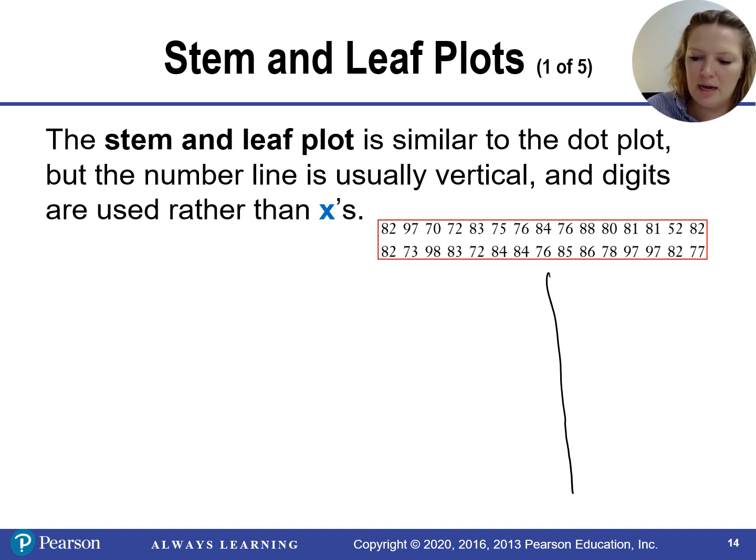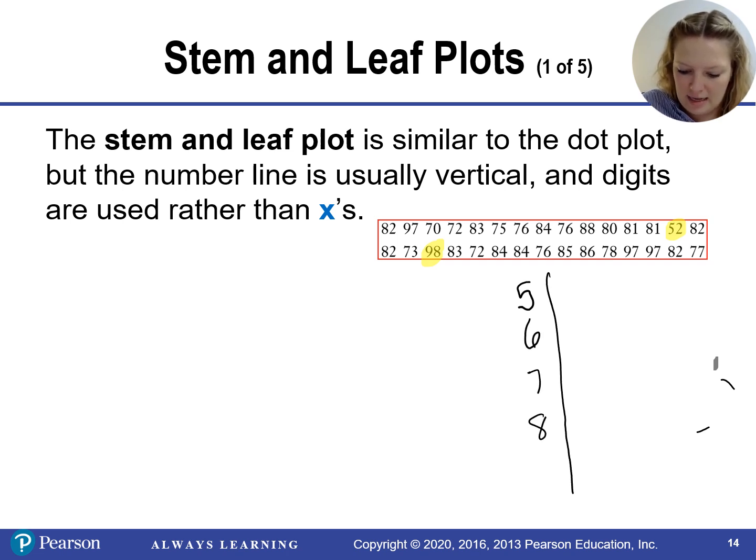And we are going to decide on the stems that we want to use. So first I want to identify the high and low values of my data. So the lowest value is 52, and it looks like the highest value is a 98. So I need to have stems that are going to represent between 52 and 98. So I might have a stem for all of the values that start with a 5 that are in the 50s, 60s, 70s, 80s, and 90s.